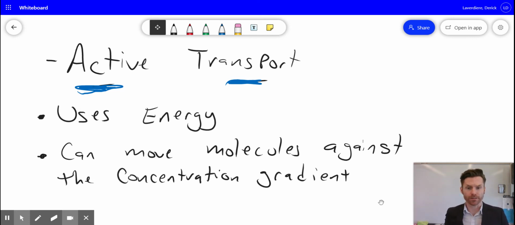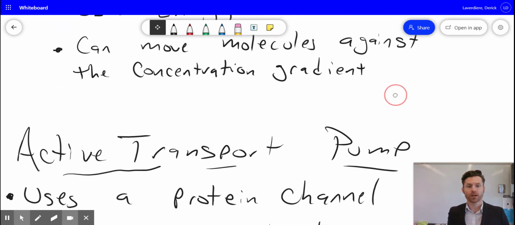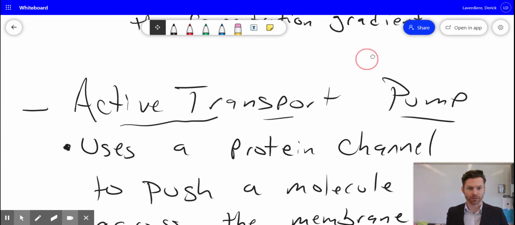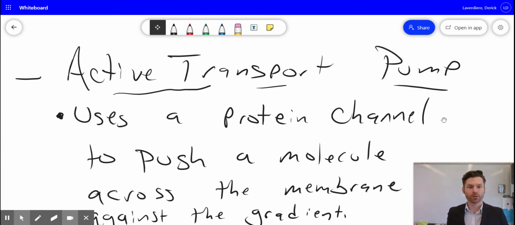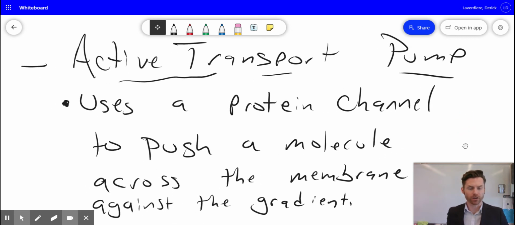There is another form of active transport that can move it either way, and I'll talk to that in a second. But first I'm going to talk about the typical style that we're talking about. So this is how we move a molecule from a low concentration to a high concentration. We use a pump. It's an active transport pump. And this is a protein channel. And it's designed specifically to push molecules across the membrane against the concentration gradient.